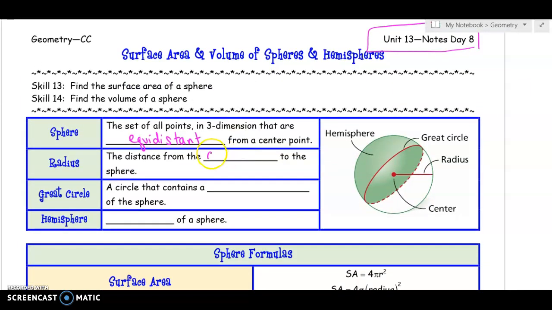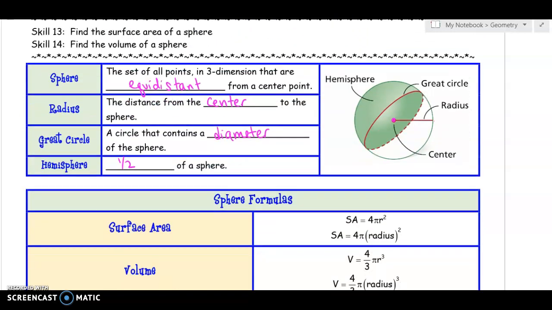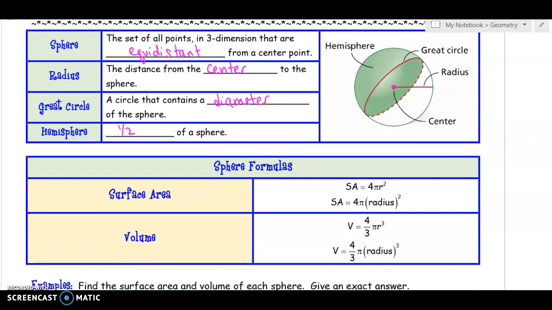Radius is going to be the distance from the center to the sphere. So radius goes from the center out to the sphere. And then the great circle is a circle that contains the diameter. It's kind of like the equator of the Earth. It goes around the widest part of the sphere. A hemisphere is going to be exactly half of a sphere. And so we're going to be finding the surface area and volume of spheres and hemispheres.